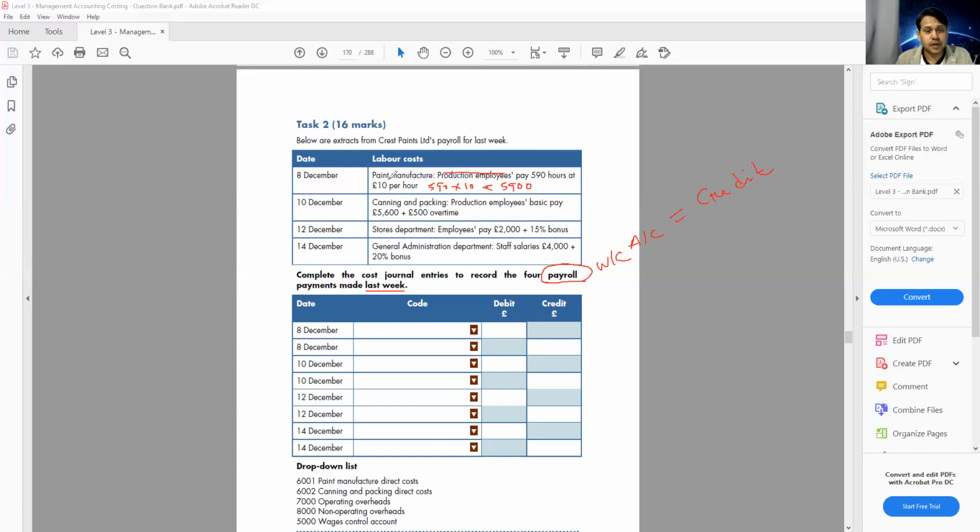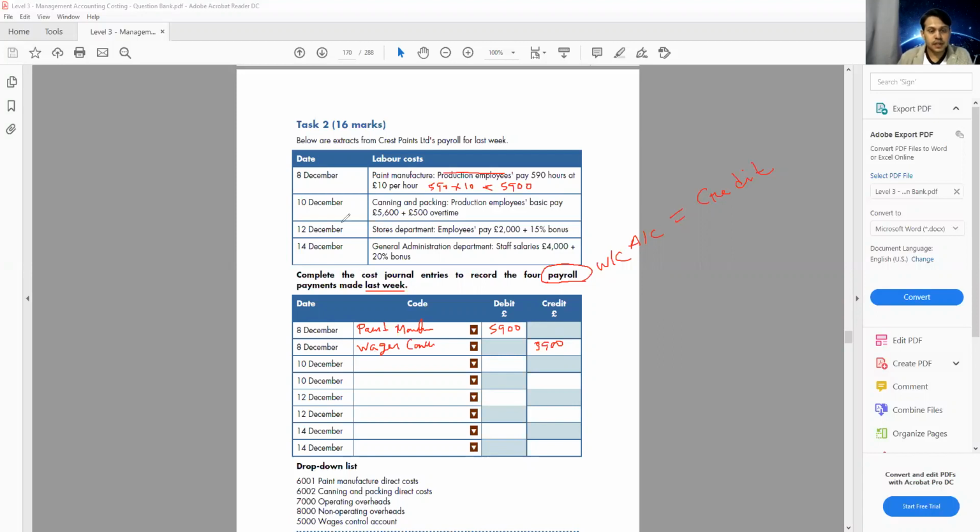So which department does it belong to? Same kind of a chip. So I would say in manufacturer, debit 5,900 and wages control credit. Remember, wages control is always there. If you find your debit, you know the credit will go to wages control. If you know what your debit is, your credit will always be wages control.